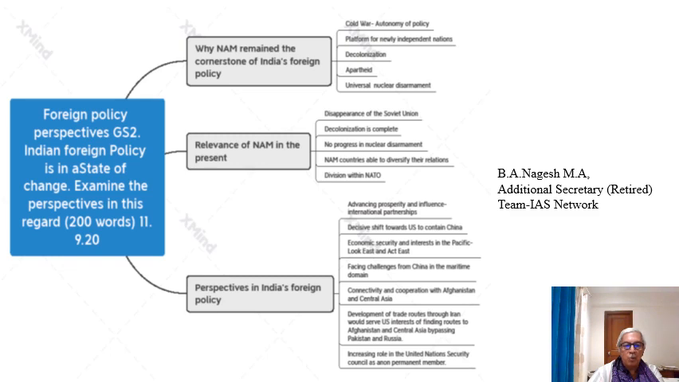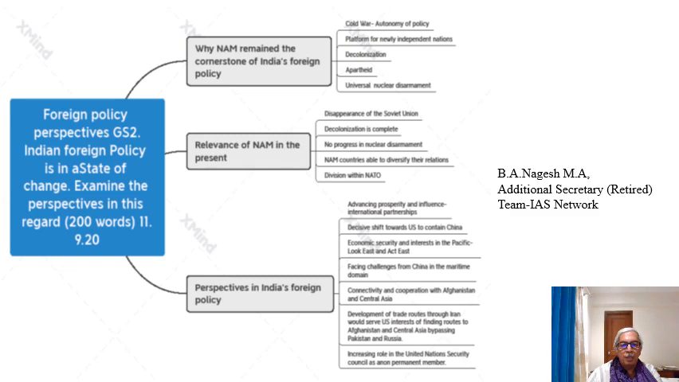So how are we going to use the pivotal membership of non-permanent member? How are we going to contribute towards foreign policy? How are we going to strengthen India's interest? How are we going to promote global interests, especially when we talk of nuclear disarmament? So these are the points which can be brought out in the answer to the question on India's foreign policy, emerging perspectives.